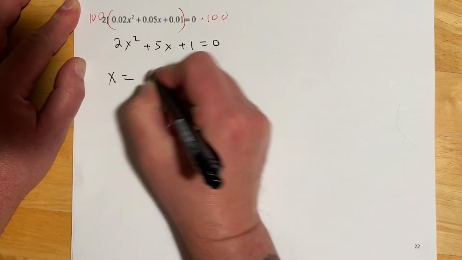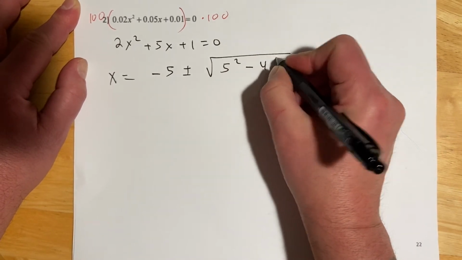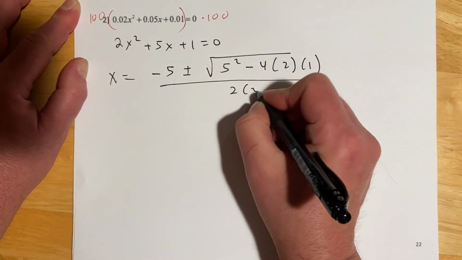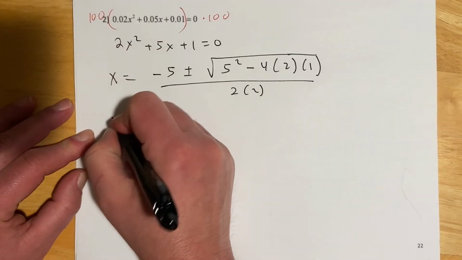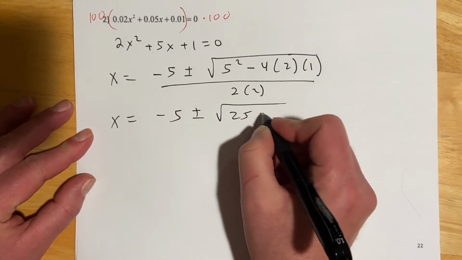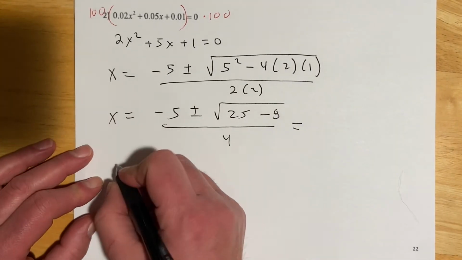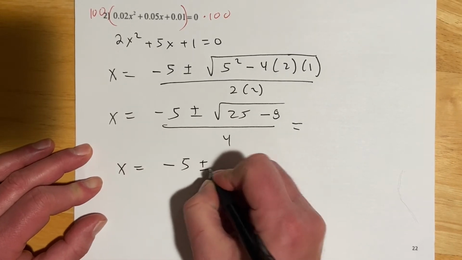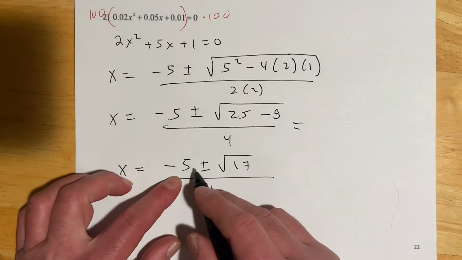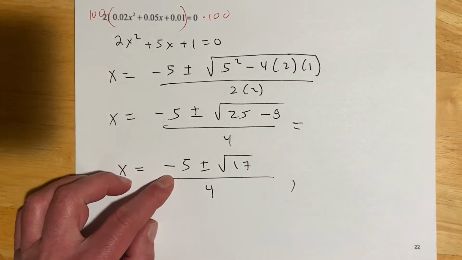So x equals negative 5 plus or minus 5 squared minus 4 times a times c all over 2a. So 2 times 2. So x equals negative 5 plus or minus 25 minus 8 over 4. And 25 minus 8 is 17, which is awesome because 17 doesn't reduce, and so that means we're done. That's it. So our solutions would be negative 5 plus root 17 over 4, and then comma, same thing, negative 5 minus root 17 over 4.